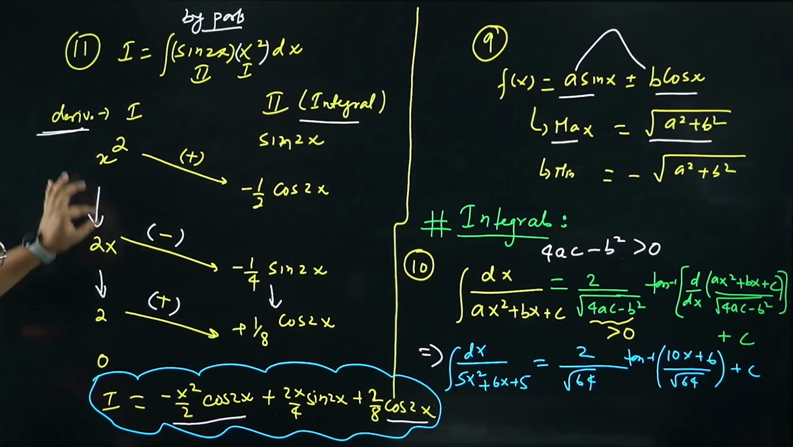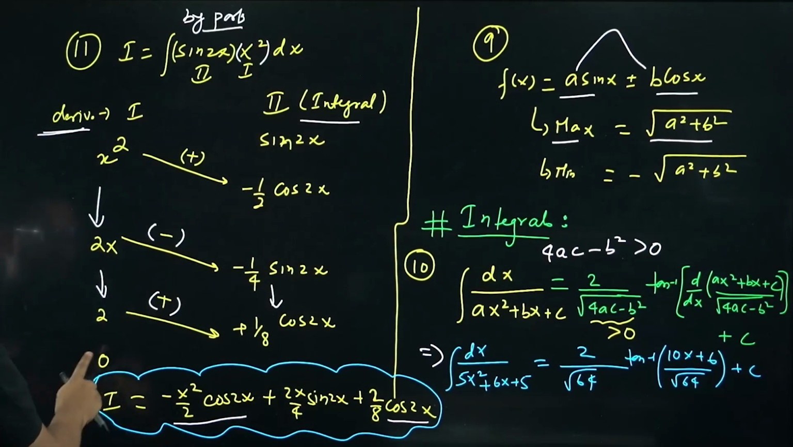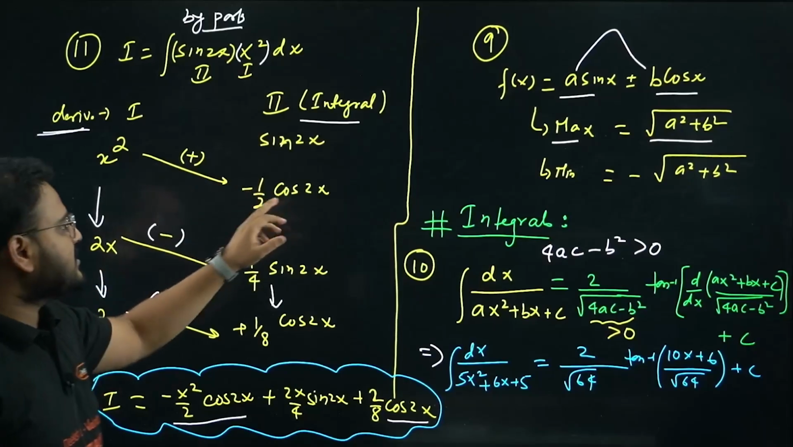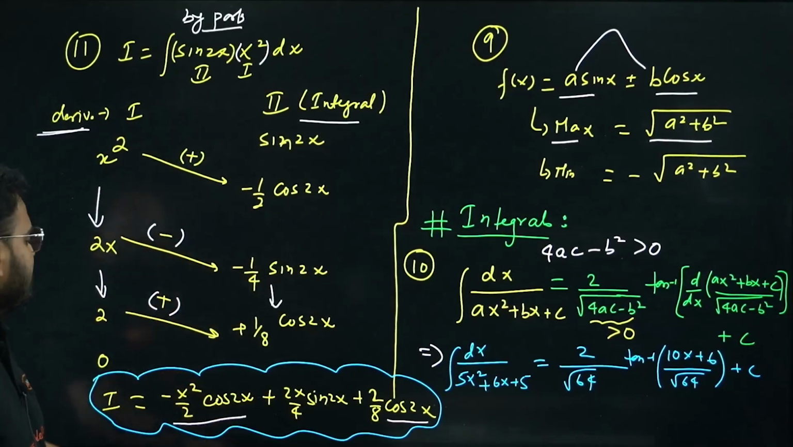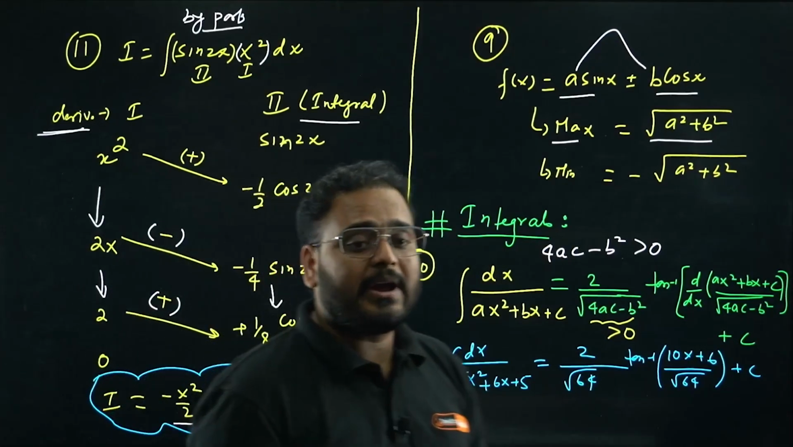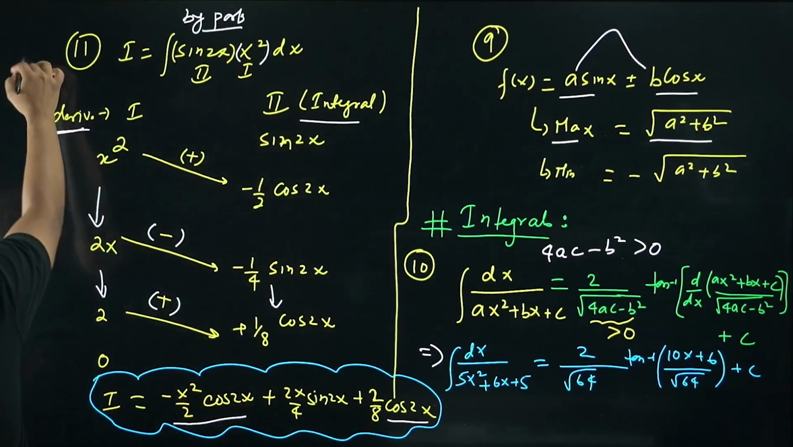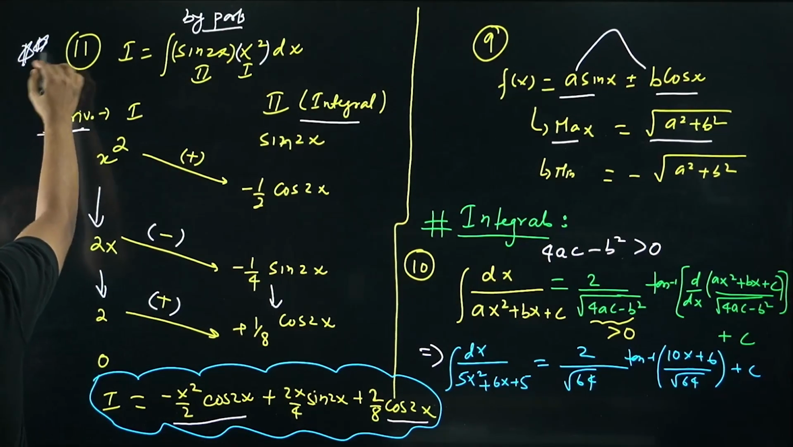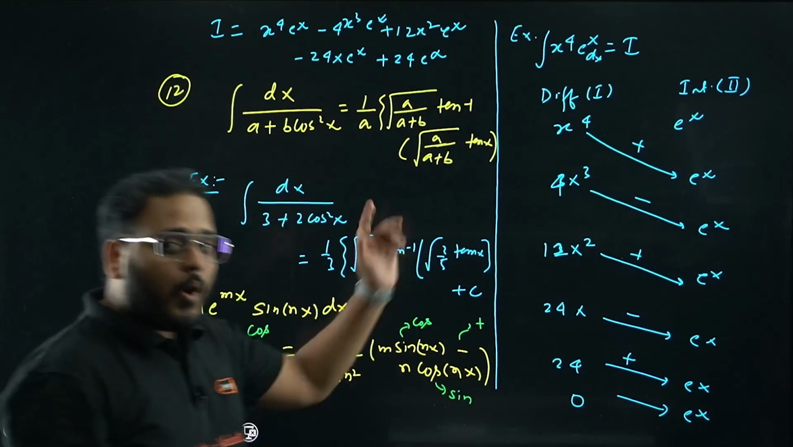Please check. First, write the function as it is. Over here, integrate. Over here, differentiate until it gets to 0. So this into this, starting from the plus sign, then this into this with the minus sign. Like that, you get the result as minus x square by 2 cos 2x, plus 2x by 4 sin 2x, plus 2 by 8 cos 2x. Have a look. 11th trick. A very useful and important trick, saving some time.